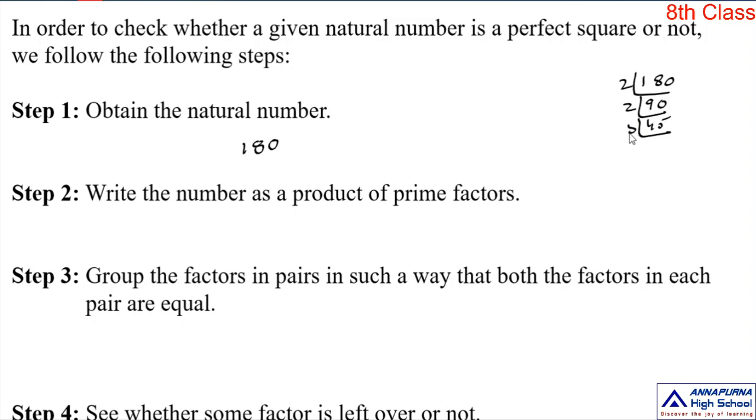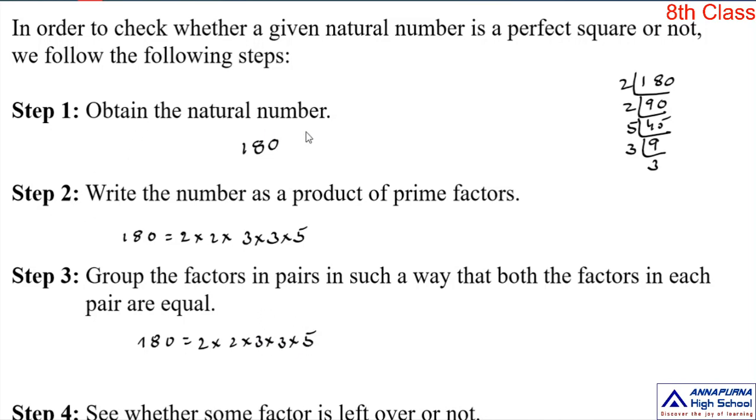And this 45 is divisible by 5. How many times? 9 times. And this 9 is divisible by 3. How many times? 3 times. So the prime factorization of 180 is 2 into 2 into 3 into 3 into 5.